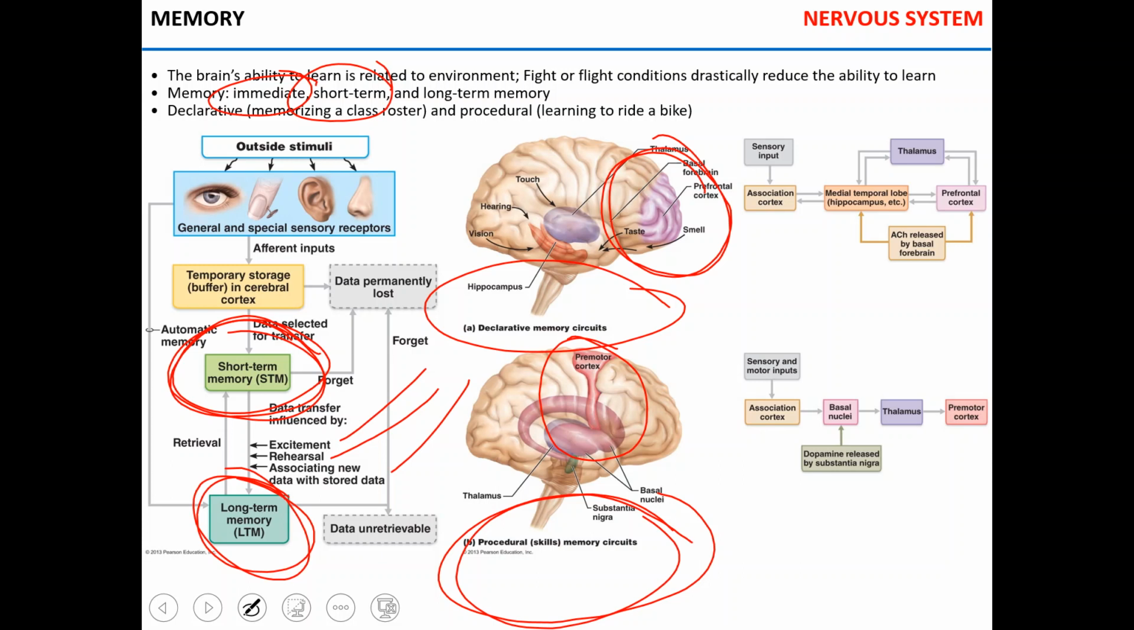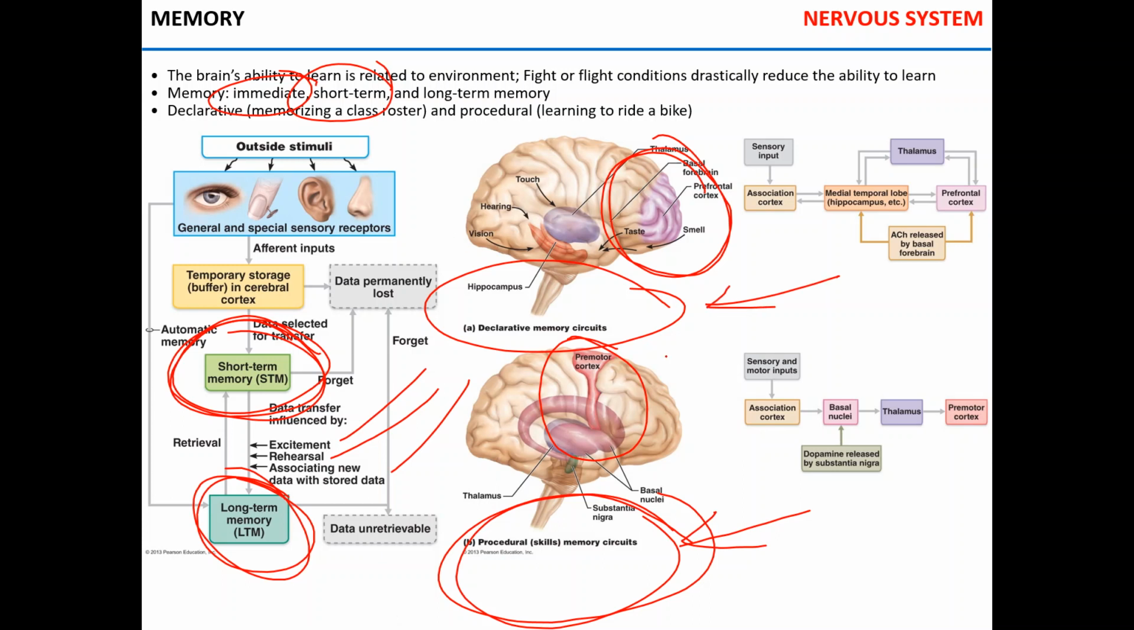So, unlike declarative memory, procedural memory can hardly be forgotten. So, for instance, in procedural memory, like driving a car, riding a bike, you can't forget how to drive a car or how to ride a bike. You can become rusty at it, but you can't really forget. With declarative memory, you memorized a class roster, and 2 years later, you completely forgot it. Okay? So basically, procedural memory can hardly be forgotten, while declarative memory can be easily forgotten.